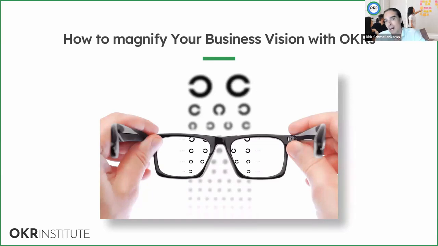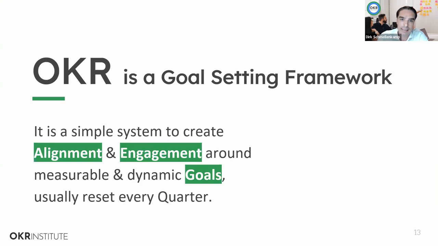The OKR framework helps to magnify and enlarge your bigger vision or your strategic goals. So they make it feasible. A simple explanation of OKRs, and all these points we cover in the following slides: it brings alignment and engagement around measurable and dynamic goals. Usually you set it on a quarterly basis, but between 1 and 6 months is okay. So alignment and engagement, these are the keywords, which we will cover in the following slides.